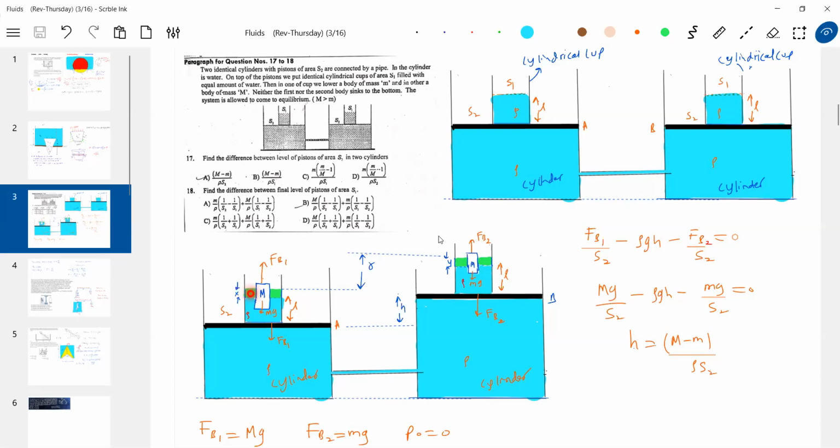Weight of the displaced liquid. I've just shown it in green color. Are you able to notice this? Okay, look at this particular color. What is this green color? Weight of the displaced liquid. Some amount, x length of the liquid, will be displaced here.